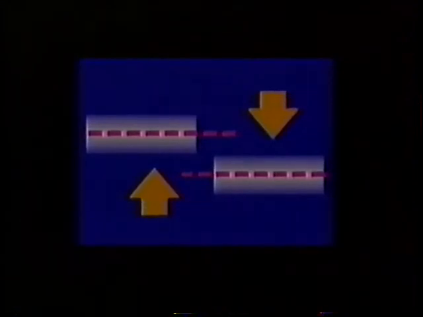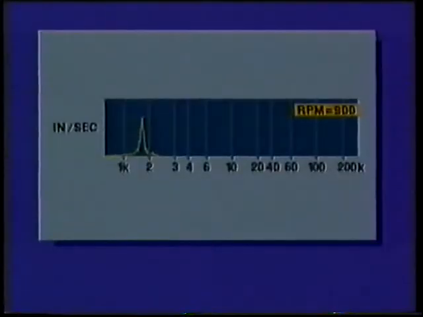In offset misalignment, the center lines of the 2 shafts are parallel to each other, but are not lined up. So, although they are rotating together, one shaft is being forced in one direction, while the other shaft is being forced in the opposite direction. The vibration produced by this condition will reflect both these forces.